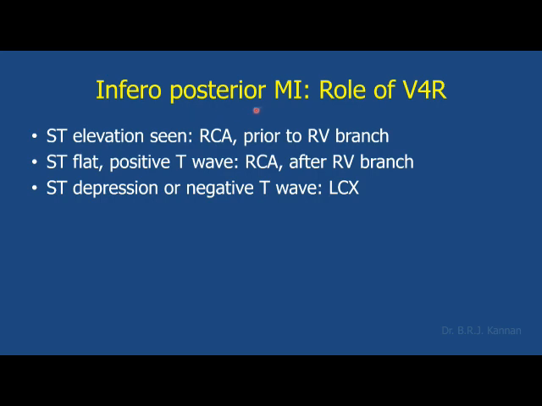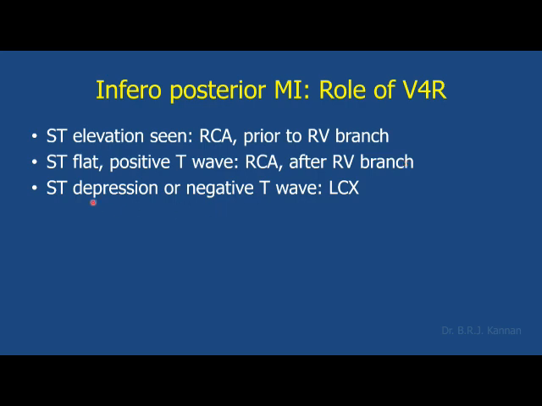So in inferior posterior myocardial infarction, what is the role of V4R? That's the right-sided V4 lead. If there is ST elevation, that is right coronary artery occlusion prior to the RV branch. If the ST is flat and the T wave is positive, it is probably right coronary artery, but after the RV branch, that is, RV infarction is not there. It is right coronary artery only, but RV infarction is not there.